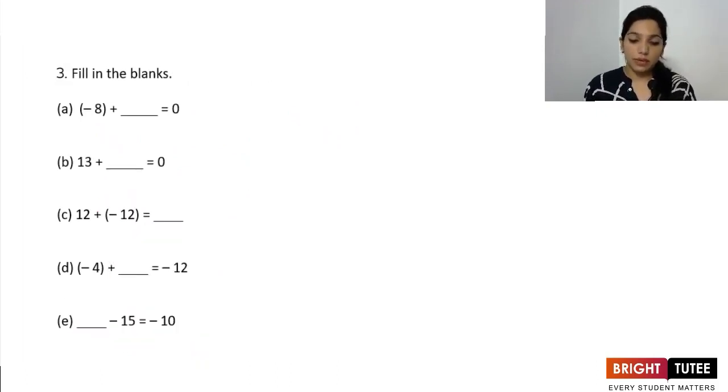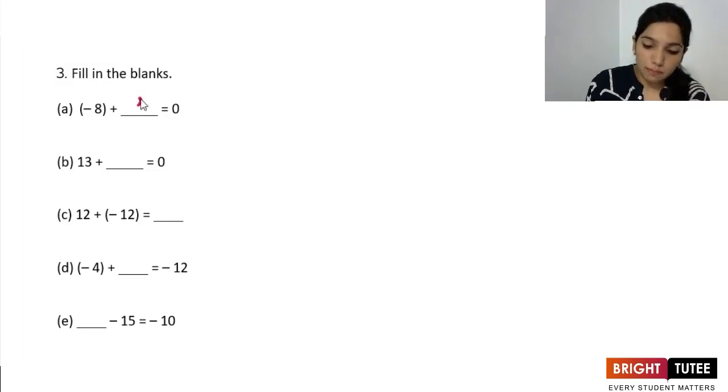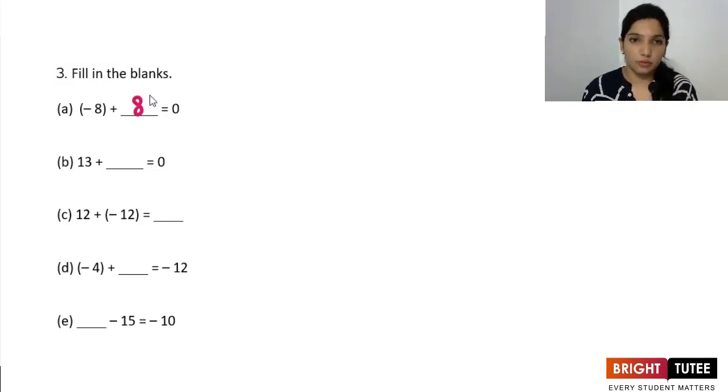Now, here we need to fill in these blanks. This particular question is teaching you about the additive inverse of numbers. Every time you see that we are adding a number to a particular number and getting the answer 0, that means we are adding the additive inverse to that number. Only then you will get the answer 0. So what can we add to minus 8 to get 0? We add a plus 8 to it. I hope this is clear.